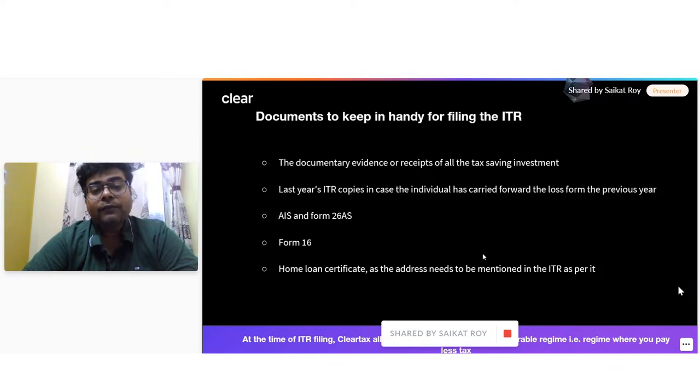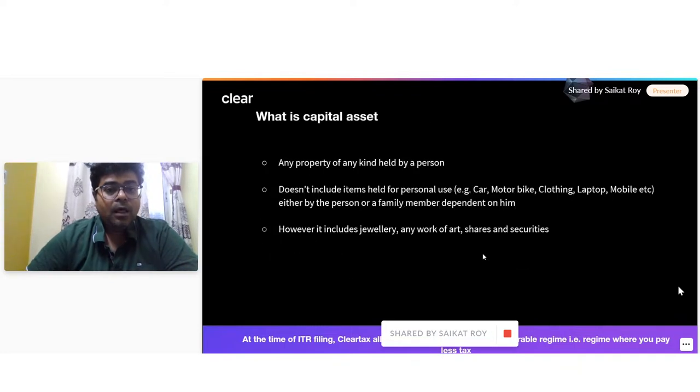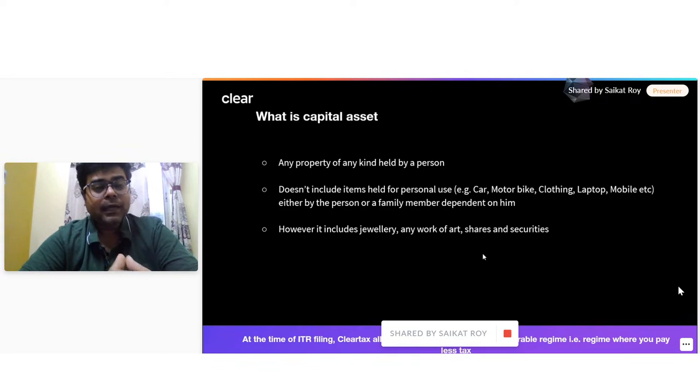And if you are filing the income tax return with capital gains or capital losses for the last 2, 3, 4 years, in that case, we also need to have the copies of the last couple of years' income tax returns, wherein you will be able to carry forward the loss of those years. How and why this will be required, we will understand at a later point of this webinar.